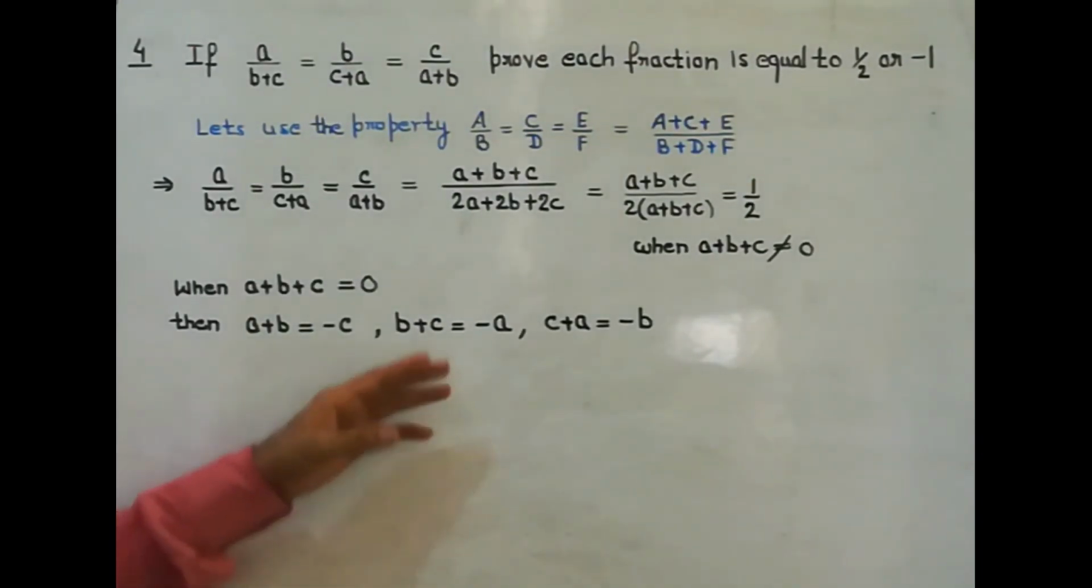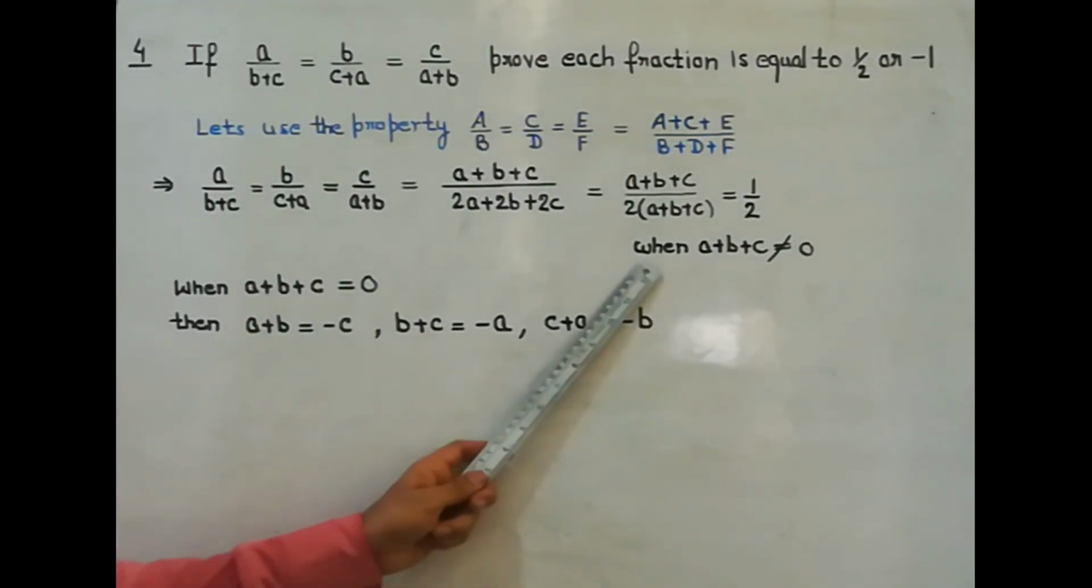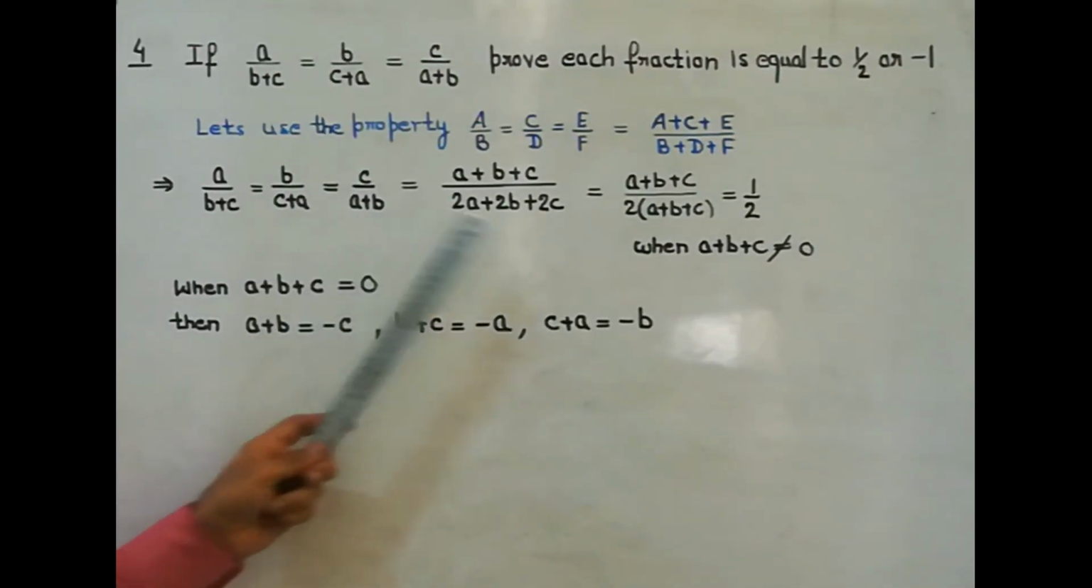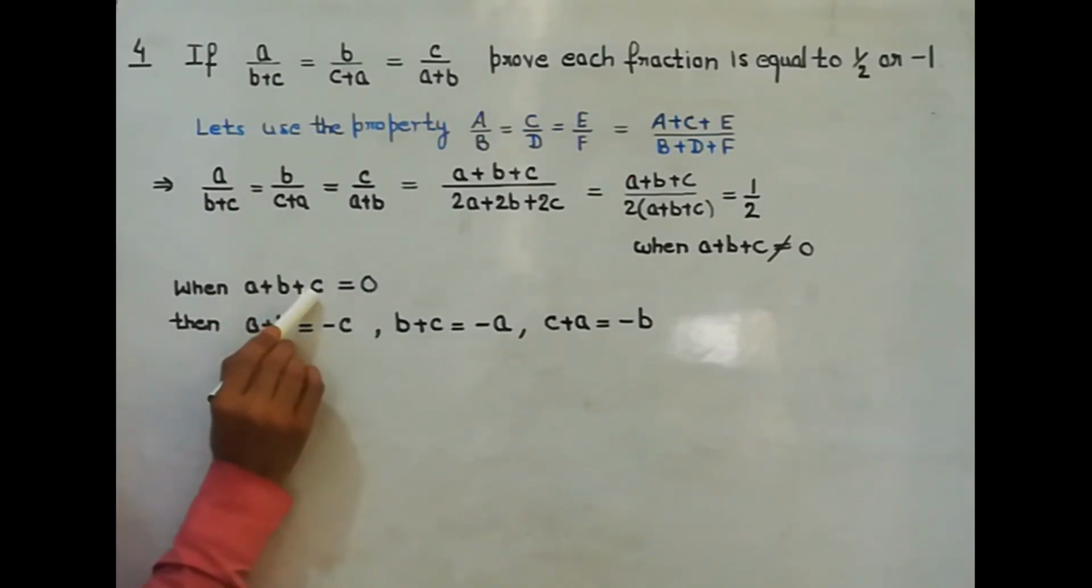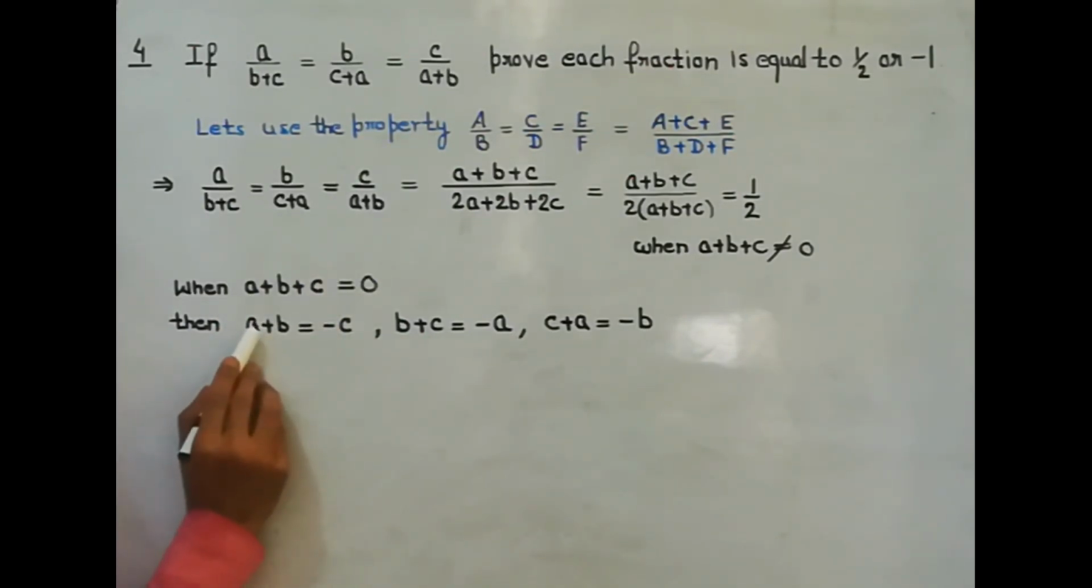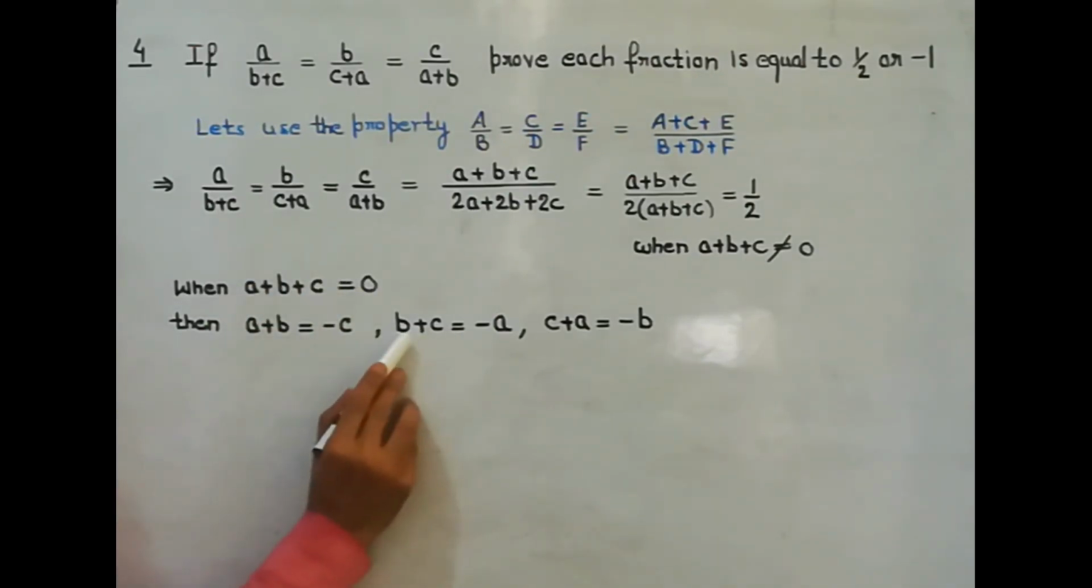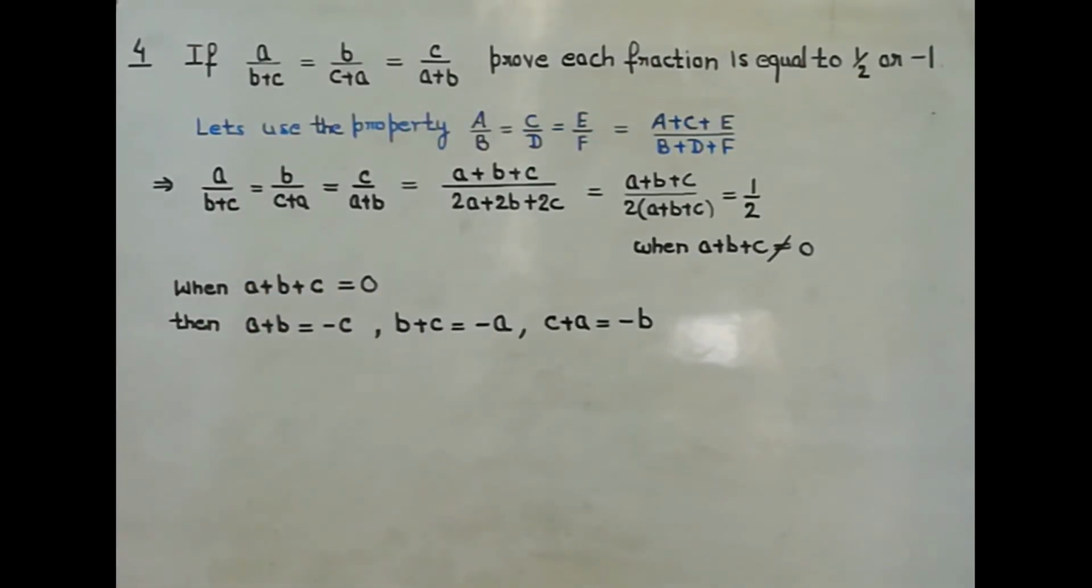See, in the first case we have considered that A plus B plus C is not equal to 0. Under that condition, we are getting each of the ratio is equal to half. Now we are considering the second condition. Suppose a plus b plus c is equal to 0. Now if you transfer c that side, you are getting a plus b is equal to minus c. If you transfer a that side, you are getting b plus c is equal to minus a. Or if you transfer b that side, you get a plus c is equal to minus b.